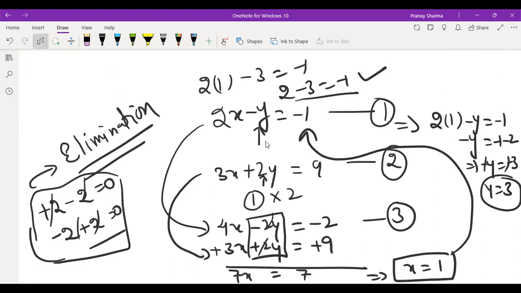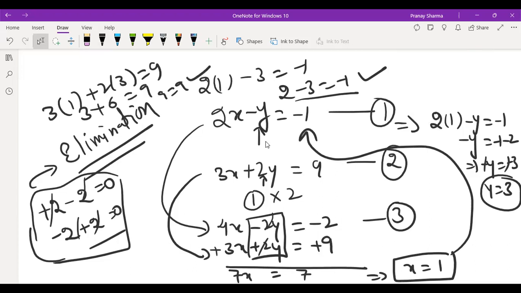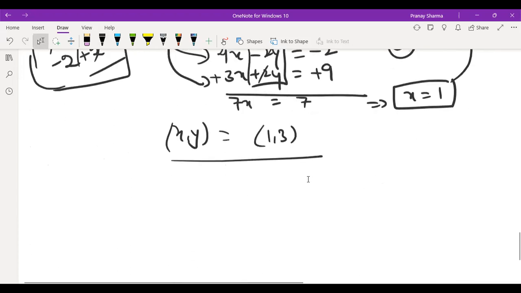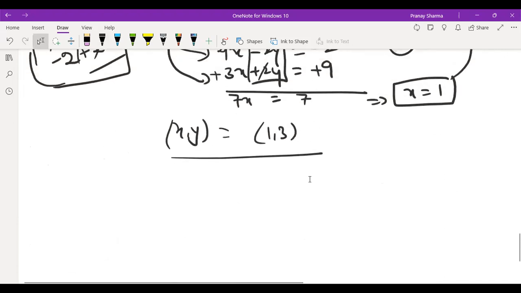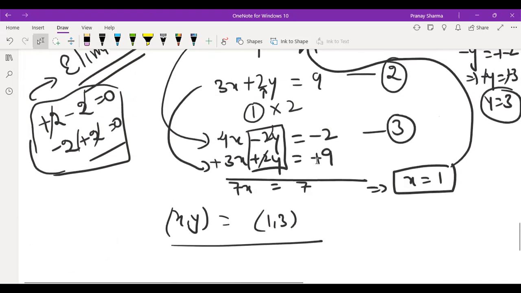What about the second equation? 3 into 1 plus 2 into 3 equals 9. RHS is 9. So this will be 3 plus 6 equals 9. 9 equals 9. Yes, it is also getting satisfied. That means this point is a solution for both the equations. That means they are intersecting, and they are intersecting at 1, 3.